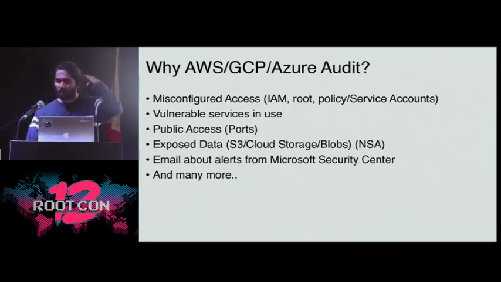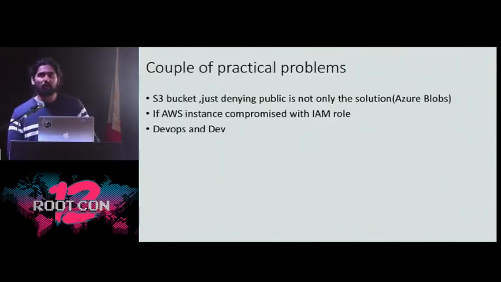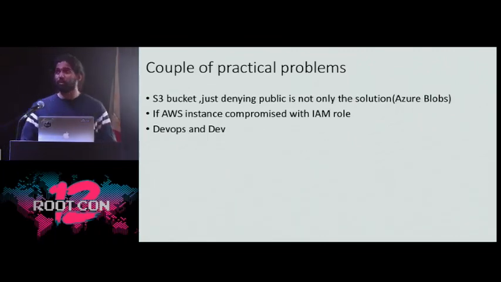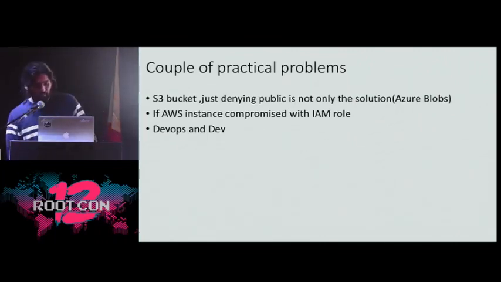Now, how can having a misconfiguration screw you up? I have a couple of examples. With an S3 bucket, we think that if it's not public, it's fine. You have not defined it as public, so it's okay. But the other part is that if you have given a write bucket policy to the bucket, with just one single command you can gain access over the whole bucket.